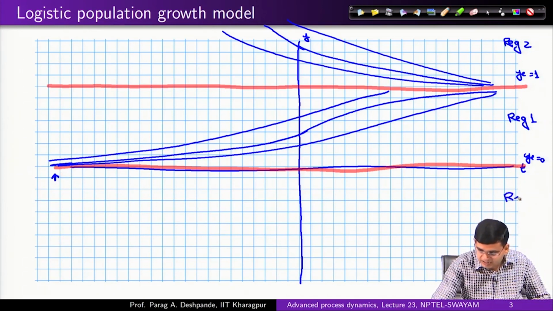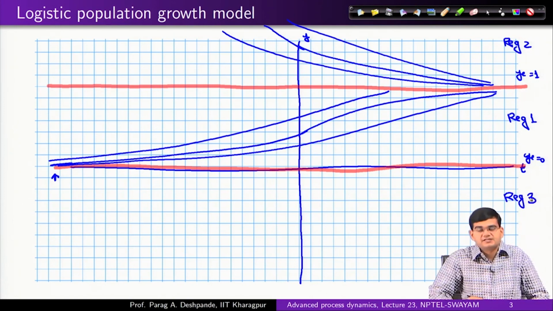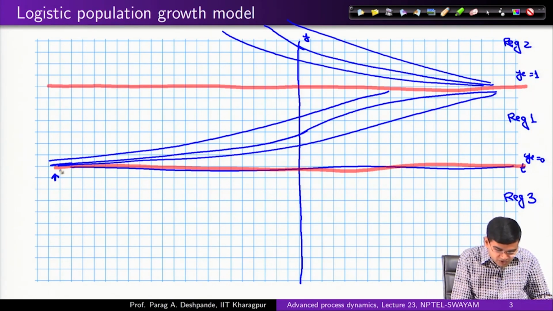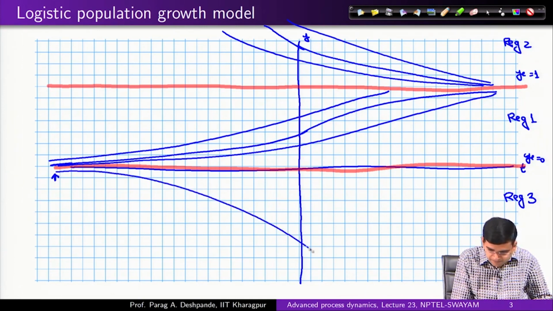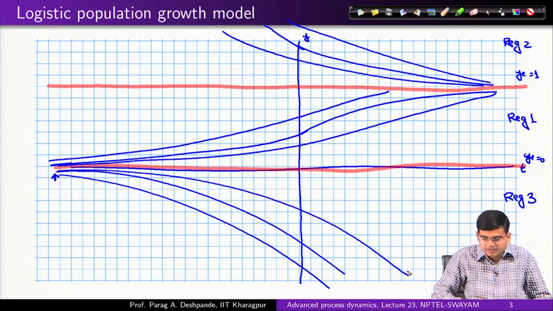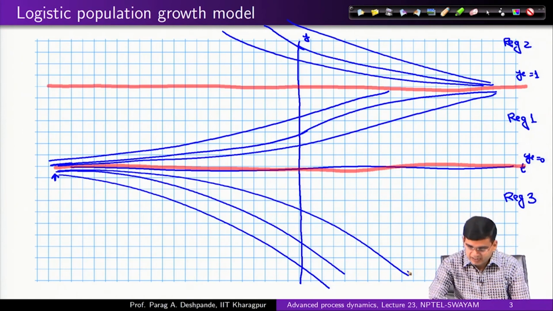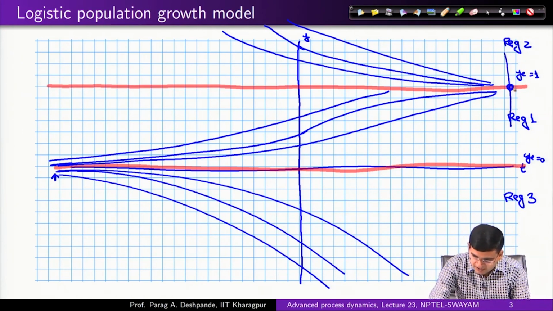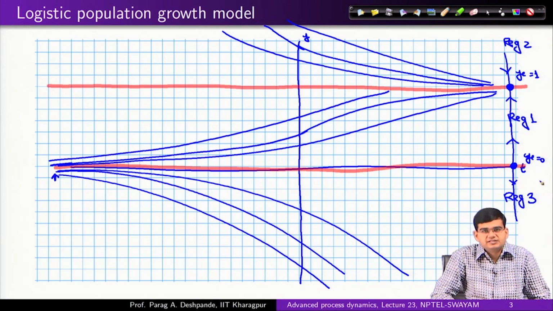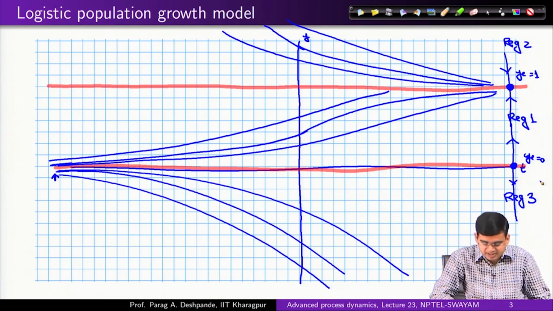You can do this analysis in region 3, same dy by dt is equal to a positive, y negative, 1 minus y. So, you will find that the slope must be negative, and this would be the phase lines. And finally, what you saw is that here all the solutions converge, here all the solutions diverge. So, the lower state is the unstable state, the top state is the stable state.